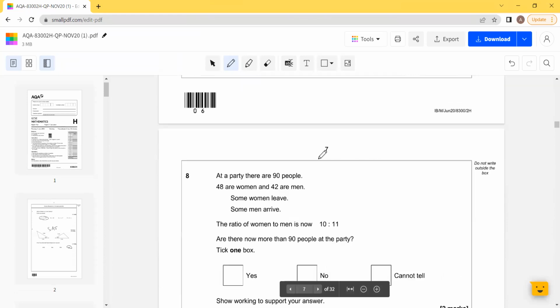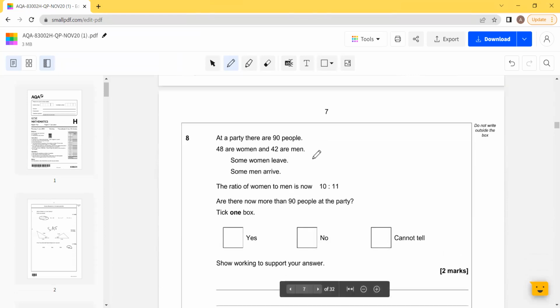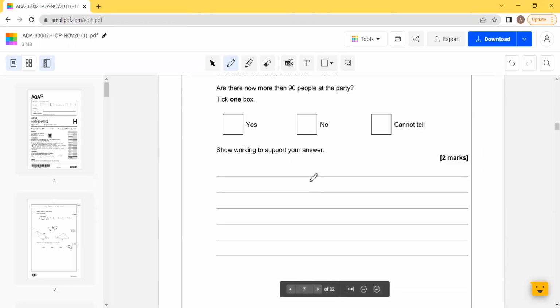Okay, question 8. At a party, there are 90 people. 48 of them are women and 42 of them are men. Some women leave and some men arrive. The ratio of women to men is now 10:11. Are there now more than 90 people at the party? Tick one box. Okay, so the ratio is 10:11.